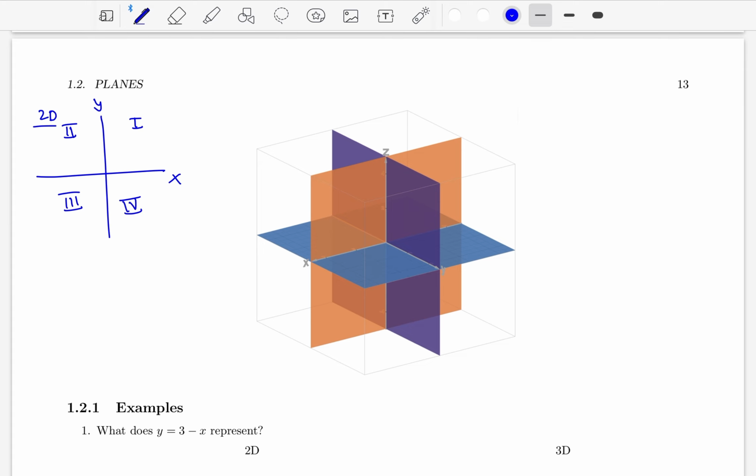But now that I add a third axis, I split this into 8 different regions. They're octants, right? Not quadrants anymore, but octants. Let me just write it, octants. But nobody actually cares which one is which, okay? So here we have quadrants.